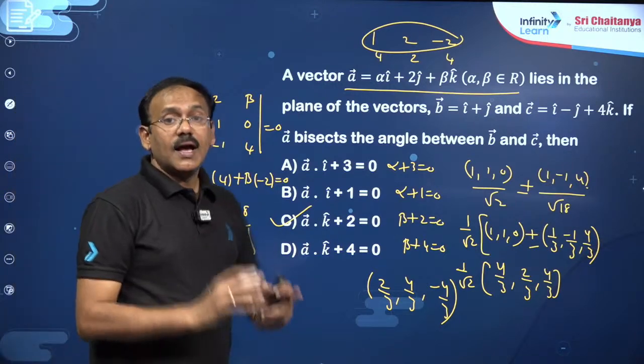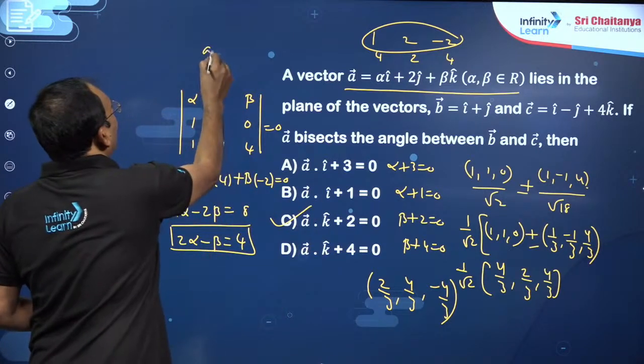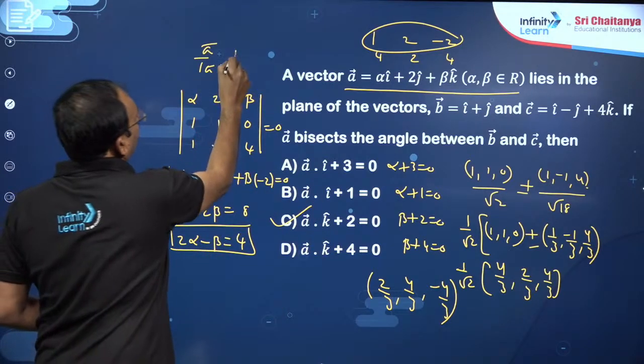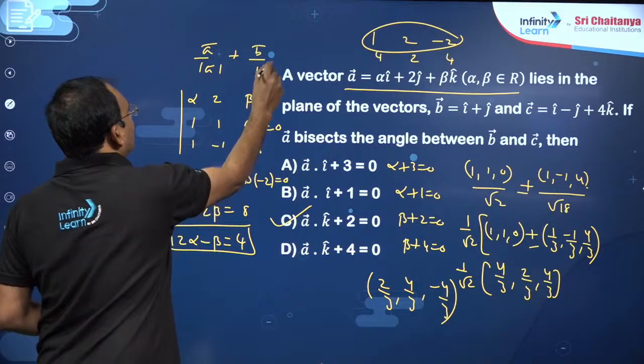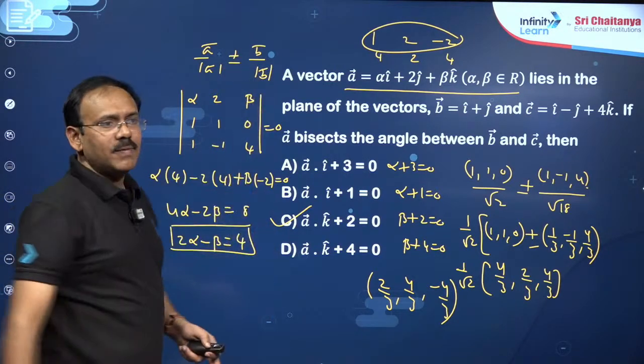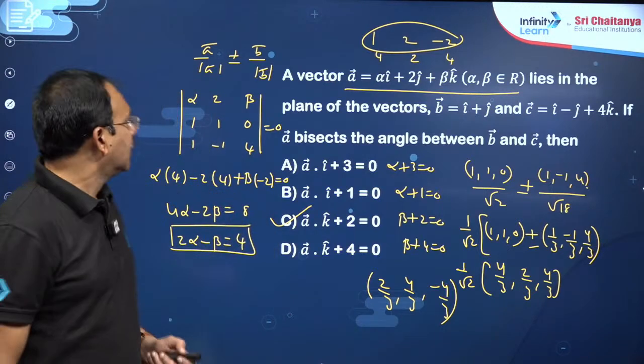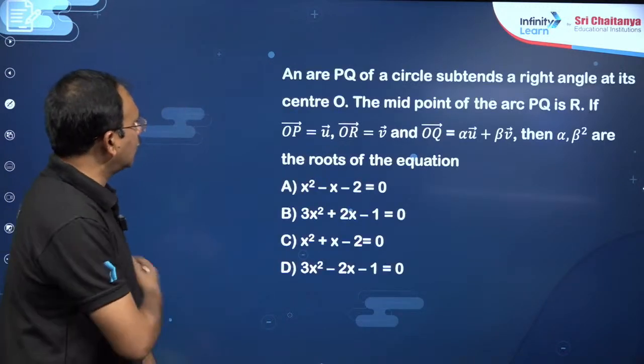In this problem, the angular bisector vector must be along A bar by magnitude of A bar plus B bar by magnitude of B bar, generally the internal angular bisector. The other angular bisector will be with minus. That analogy I have applied in this problem, dear students. Okay, the next question, dear students, you see this question.